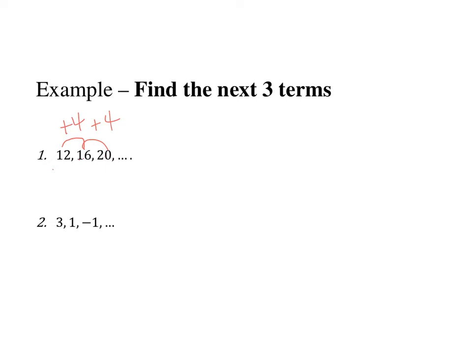So to find the next 3 terms, I just have to take 20 and add 4. Take 24 and add 4. And take 28 and add 4. And there's my pattern. So let's see if you can figure out what the next 3 numbers are in the next example.